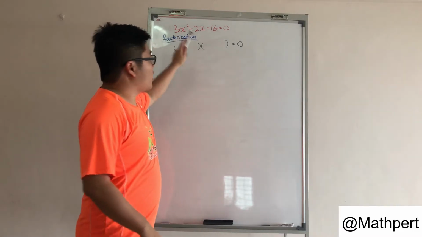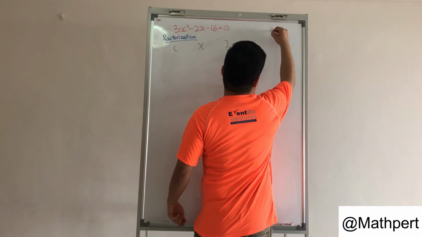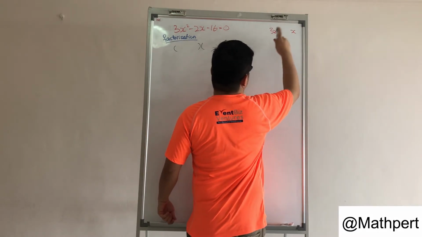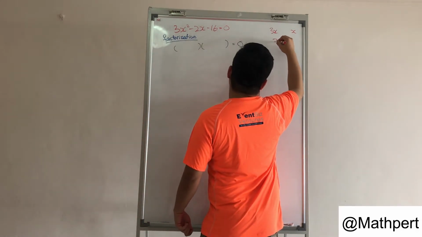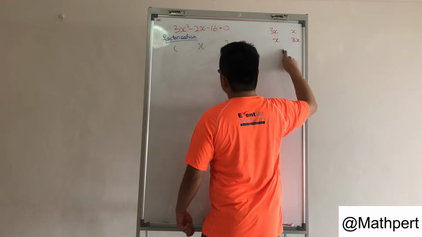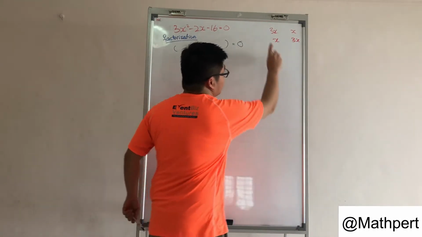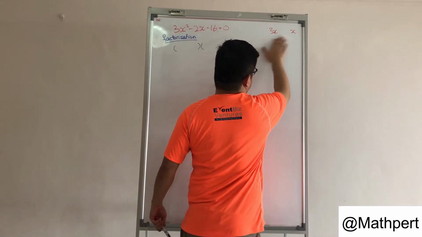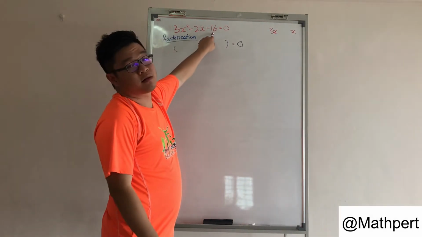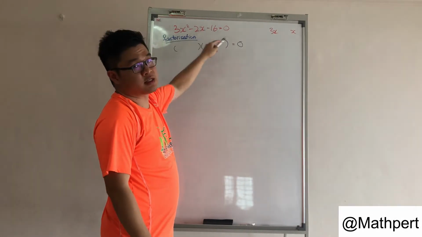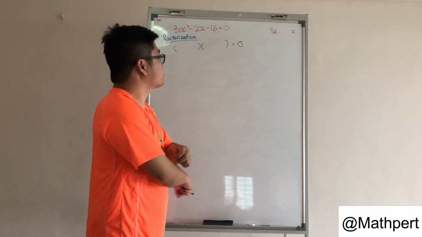Okay, 3x squared. How do we get 3x squared? First one, 3x multiply x. These two multiplied together, we can get 3x squared. Or x multiply 3x, also we can get 3x squared. But I personally prefer 3x multiply x. Then the second step will be to take a look at the negative 16. How do we get negative 16?